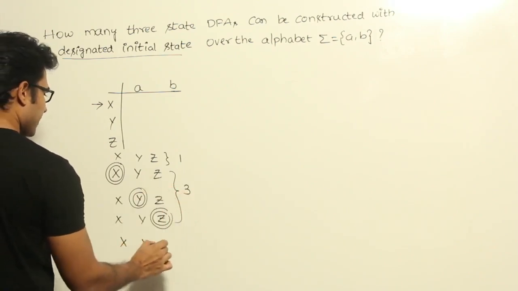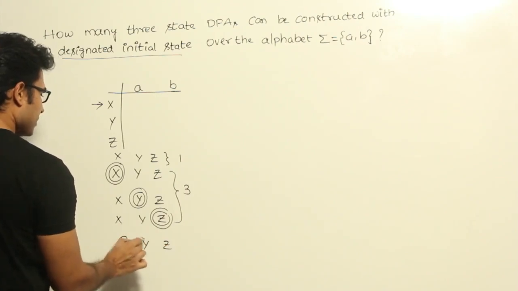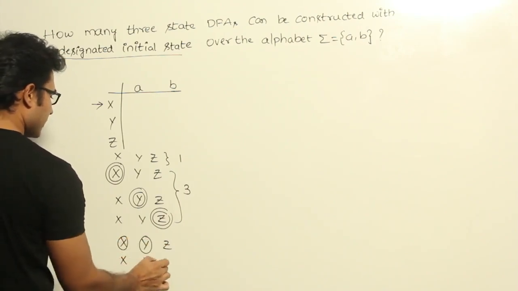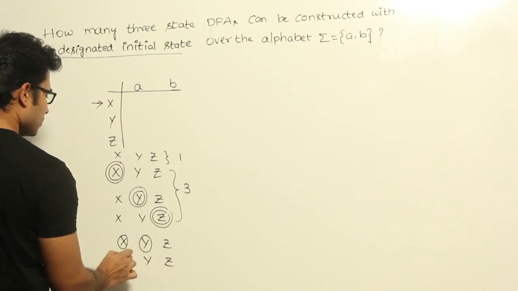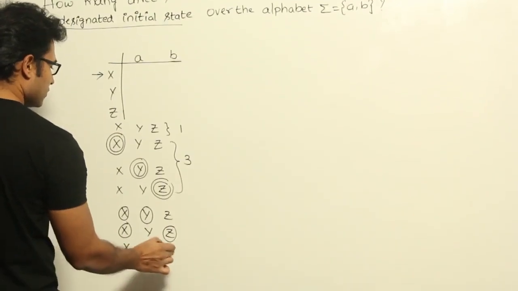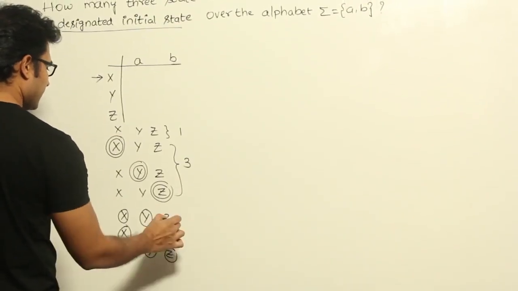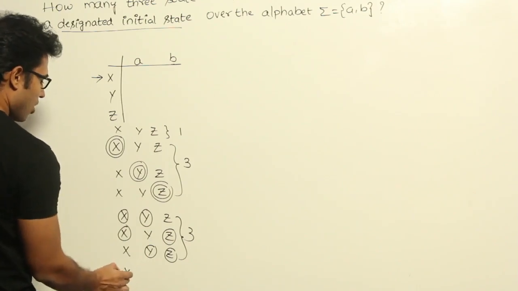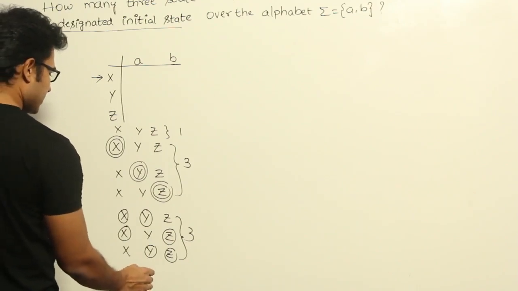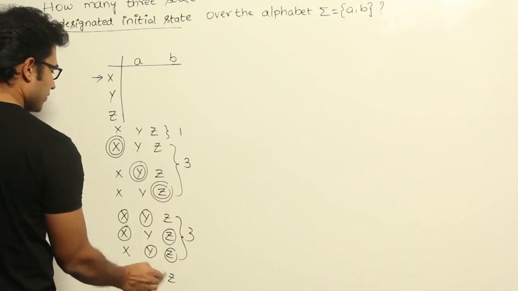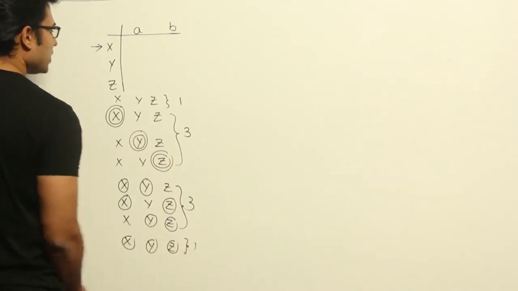So zero final states, I have one such possibility. One final state, I have three such possibilities, and two final states, which means these two can be final states, or these two can be final states, or these two can be final states, right? Which means three possibilities. Or all of them can be final states, isn't it? Which means all these three can be final states. Only one possibility I have.